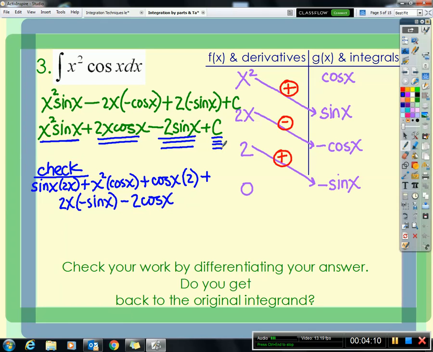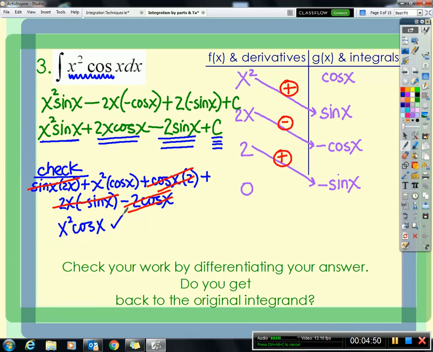Now, does that clean up? Well, notice here I've got positive 2x sine x. Here I've got negative 2x sine x. So those cancel. Here I've got positive 2 cosine x. Here I've got negative 2 cosine x. So those cancel. So notice what I'm left with is x squared cosine x, which was the original integrand.